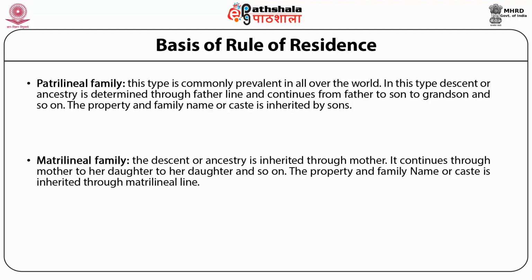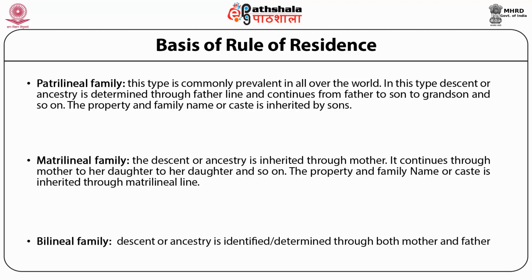Matrilineal family. The descent or ancestry is inherited through the mother. It continues through the mother to her daughter, and so on. The property and family name or caste is inherited through the matrilineal line. In this type, the woman is dominant and has high status. Example, Nayars of Kerala.